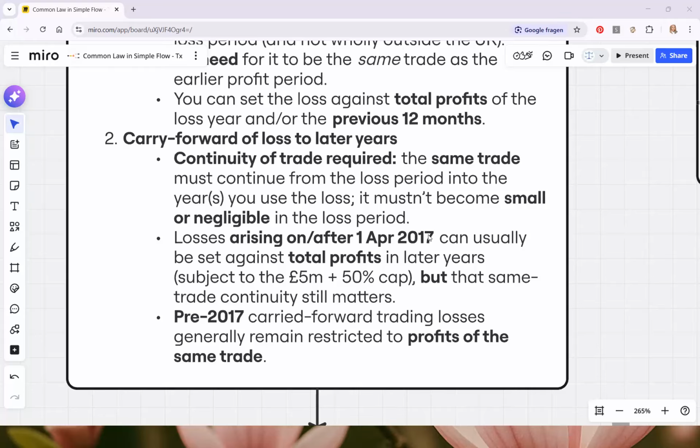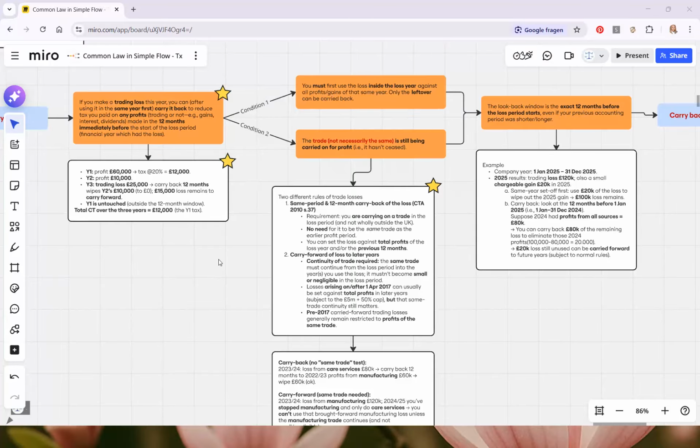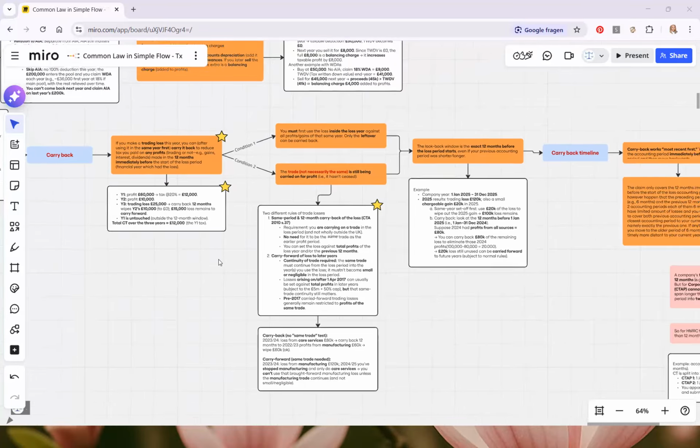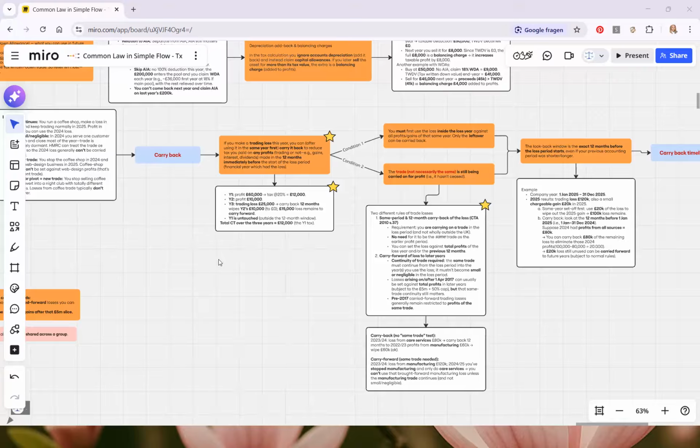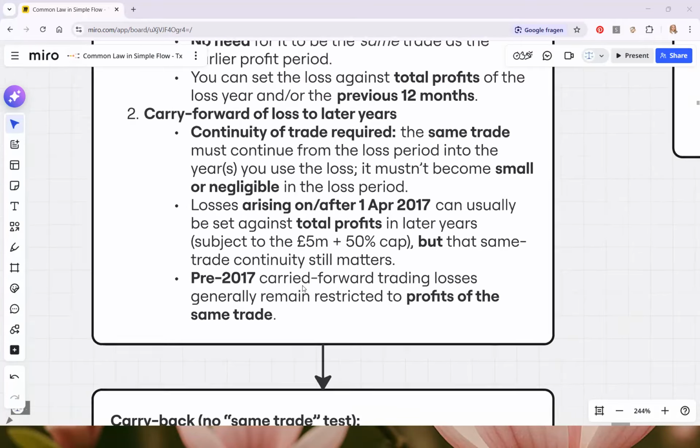What you can offset, again, is usually total profit. This is for losses on and after 1st April 2017, but this is still subject to limitations: the 5 million, which we have talked about here, and the 50% cap.